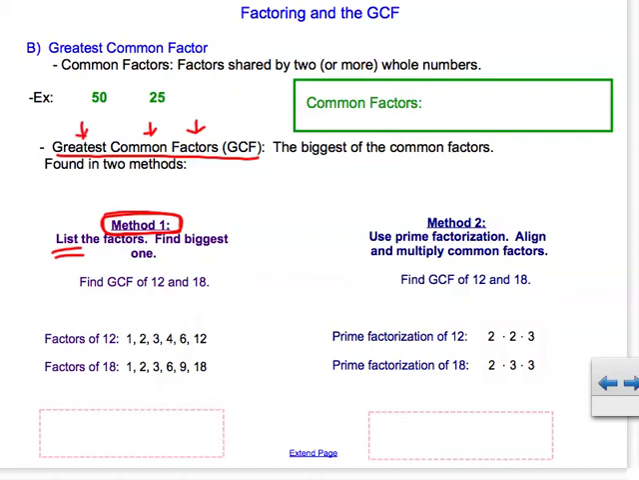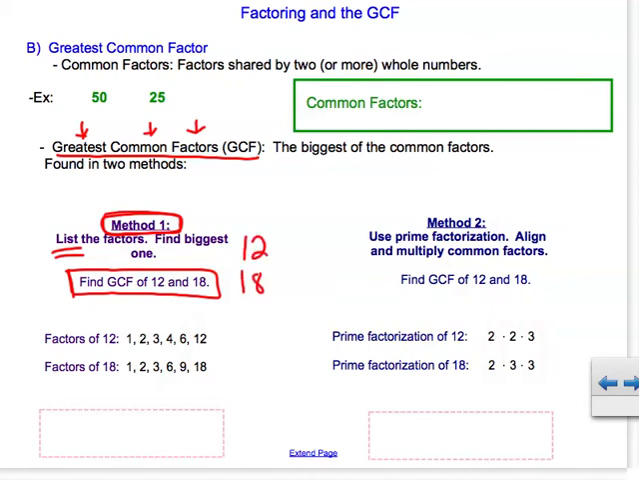Do we use this in fractions? A little bit, but not so much. We use the least common multiple when we do fractions, but I want to find the GCF, the greatest common factor, of 12 and 18.